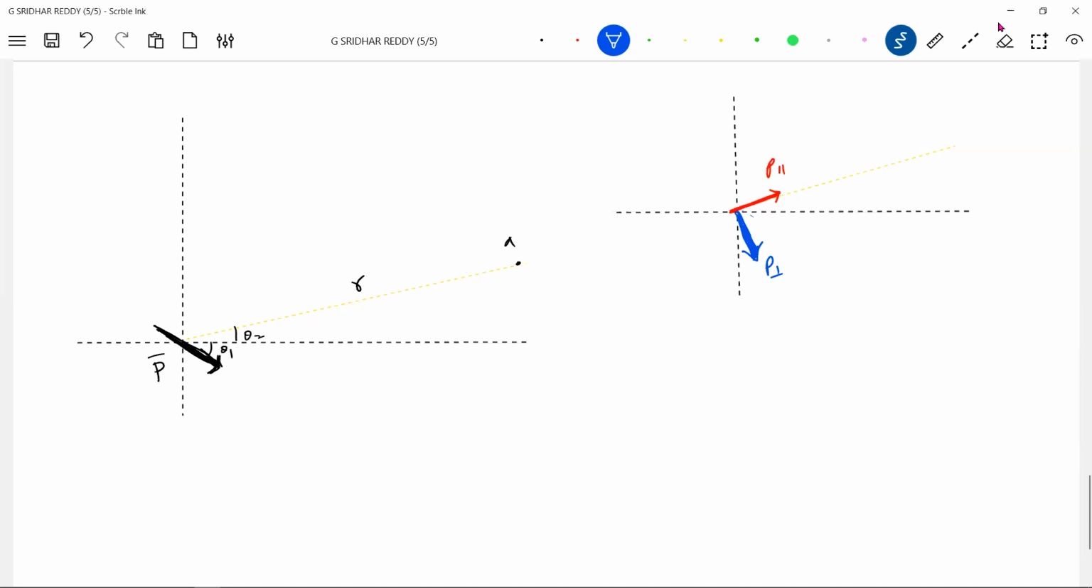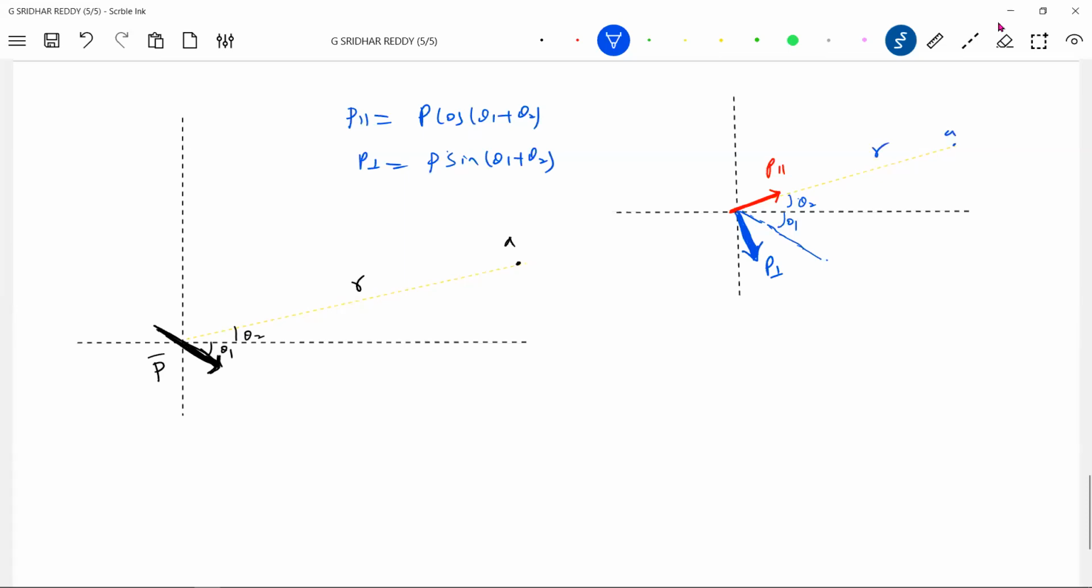This angle, we know that this angle is how much? It was theta 1, theta 2, no? This is the reference line. So what is P parallel? The P parallel should be equal to P into cos of theta 1 plus theta 2. P perpendicular will be P sine of theta 1 plus theta 2. Now at a distance R, here I want the field.